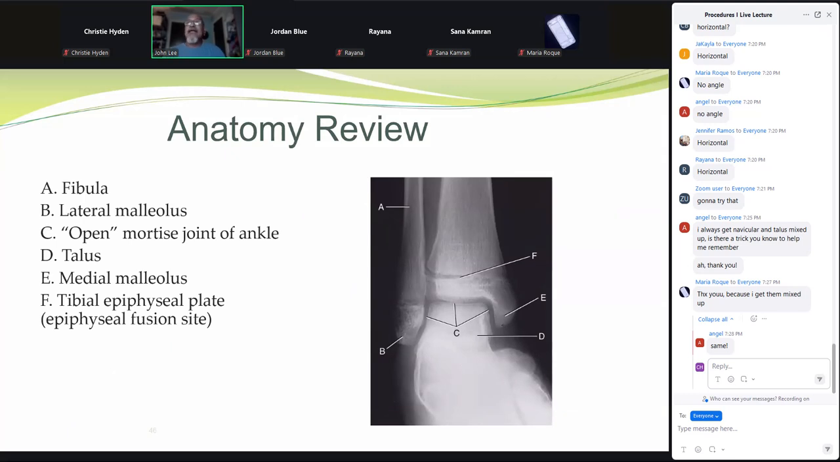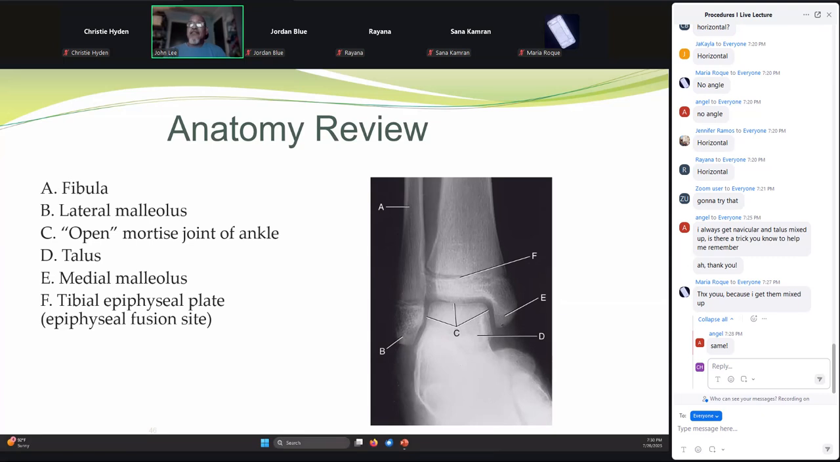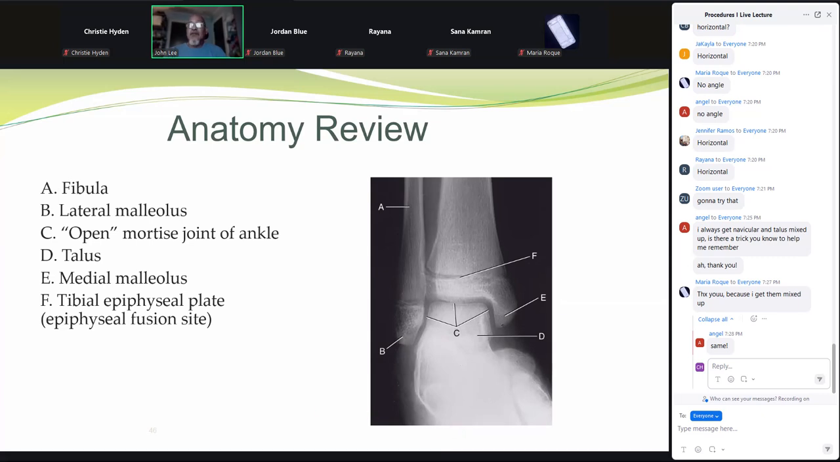So, reviewing anatomy here. Good slide. Again, this is going to be on a juvenile, but it doesn't change. C here would be the ankle mortise. This is the talar dome here. The epiphyseal plate of the tibia. Medial malleolus, lateral malleolus, fibula, talus itself. So there's quite a few of these that are available to you.